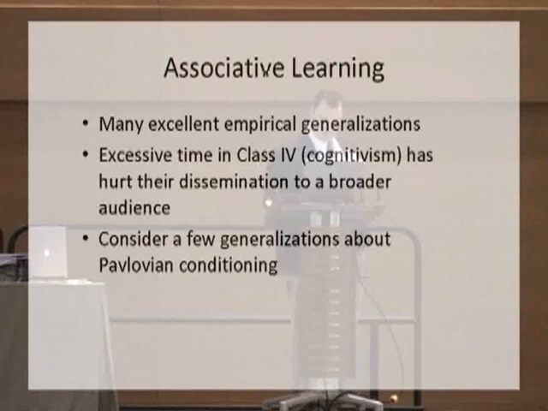There is so much obsession with this associative structure that sometimes folks, I think, have lost the forest for the trees. And yet there are lots of nice commonalities, lots of nice principles of behavior that come out of associative learning, and I don't think they're widely disseminated because the area becomes so very cognitive.